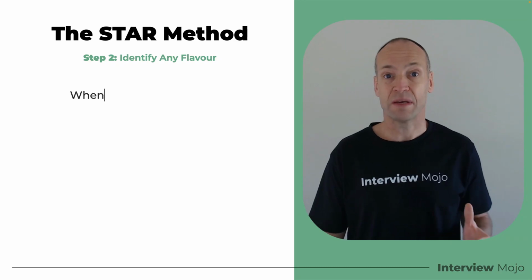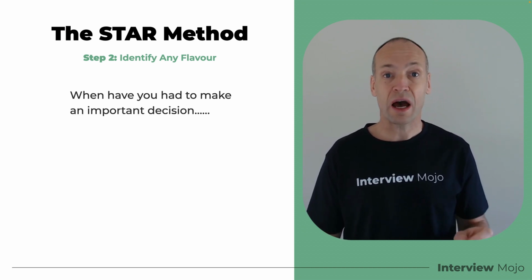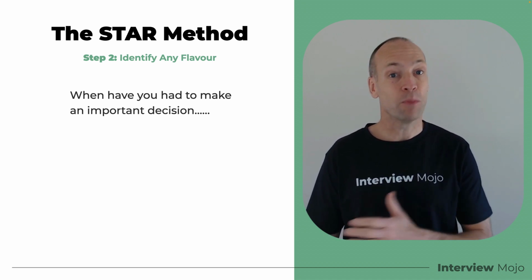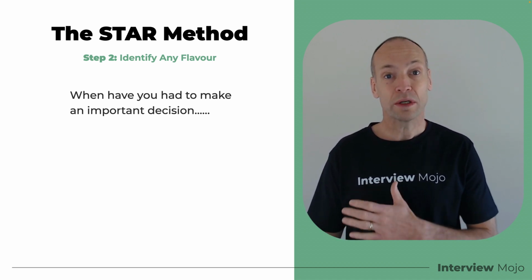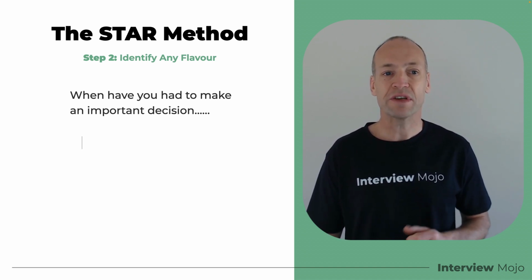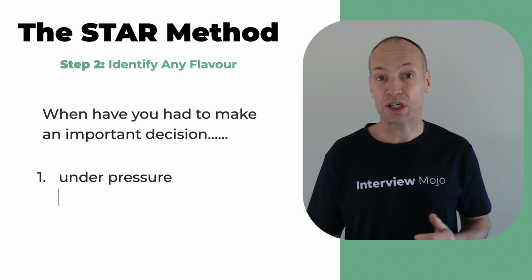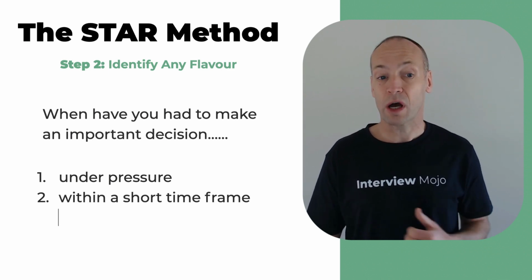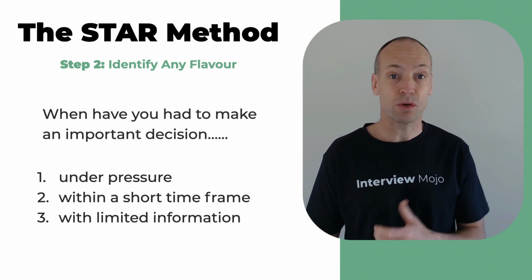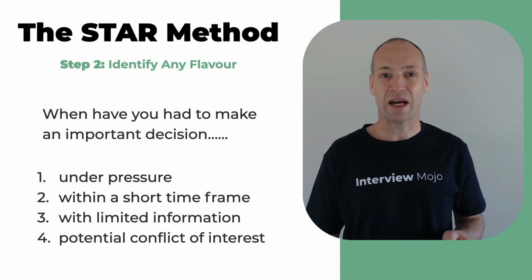The core competency may be around your ability to make decisions. So the question could start with, when have you had to make an important decision? And there'll be more to the question. The more to the question can be the flavour or the language of that question. So for example, it may be, when have you had to make an important decision under pressure, or within a short time frame, maybe within limited resources or information, or where the decision has the potential to create a conflict of interest.